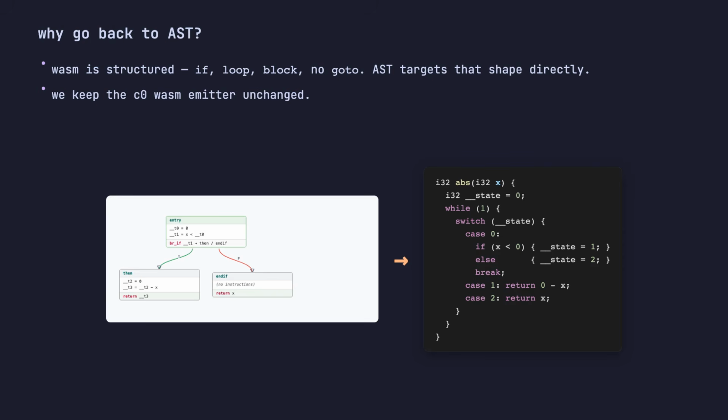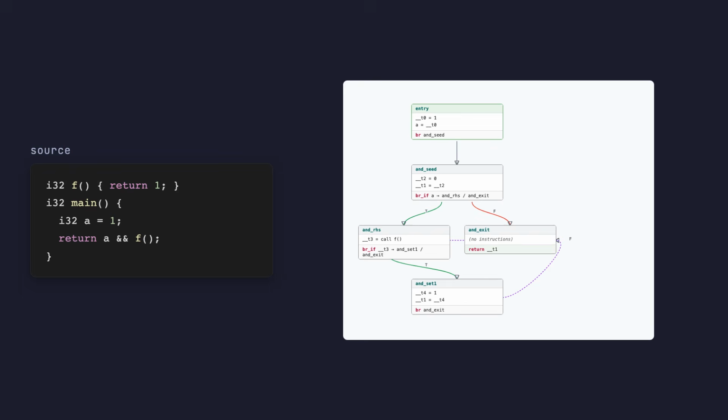2 reasons. 1, WebAssembly itself is a structured format. It has if, loop, block, but no goto. Going through an AST means we're targeting WebAssembly's actual shape instead of fighting it. And incidentally, the C0 WebAssembly emitter already handles those constructs, so we keep it unchanged. 2, the AST is easier to inspect than the CFG. The AST maps more directly to actual C syntax, which makes it easier to convert back to source and see what happened.